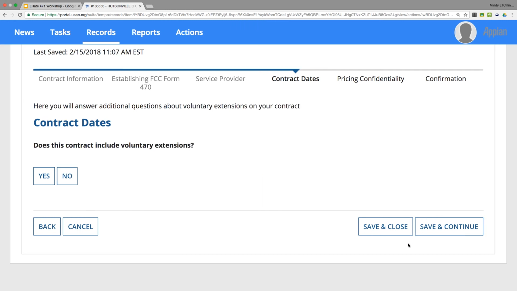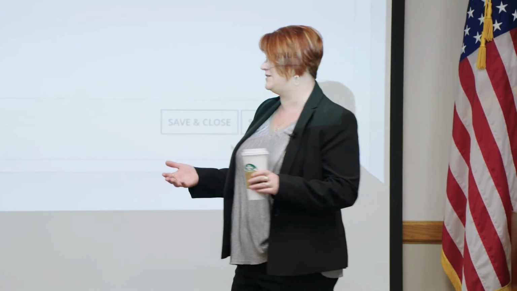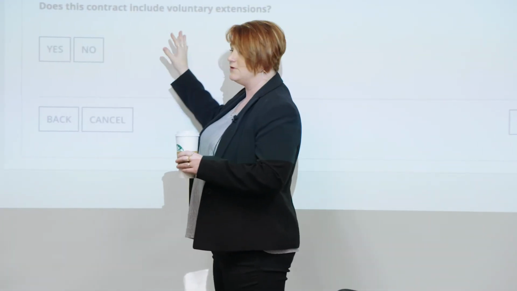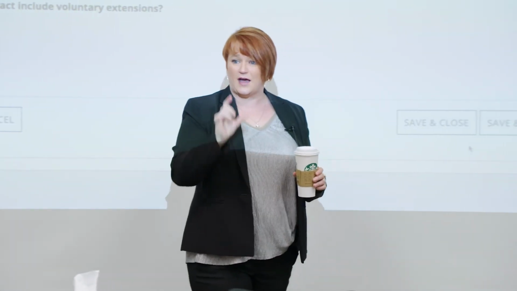It will ask you if the contract includes voluntary extensions. As part of the modernization 3 years ago, USAC pretty much required you to be on a 5-year or less contract. They were really very much encouraging 3-year contracts, foreseeing that prices would significantly drop over the next 3 to 5 to 10 years. And so a lot of people did a contract for 3 years with 2 years of voluntary extensions. It does have to state that in the contract to check this button.